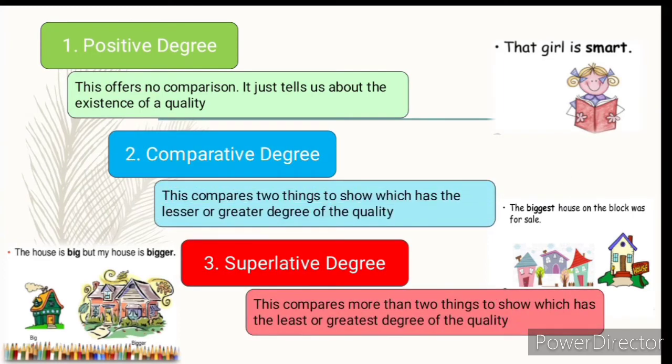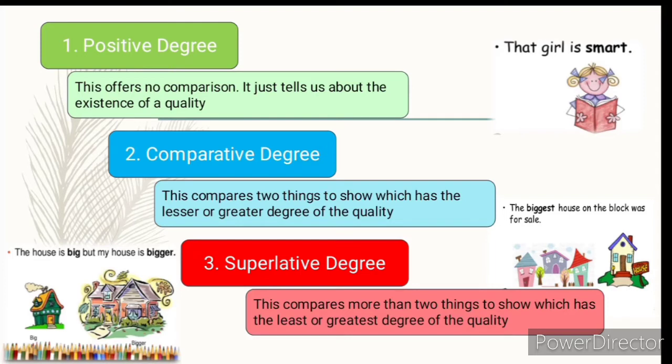What is positive degree? Positive degree offers no comparison. It just tells us about the existence of quality. And comparative degree compares two things to show which has the lesser or greater degree of the quality. Superlative degree compares more than two things to show which has the least or the greatest degree of the quality.